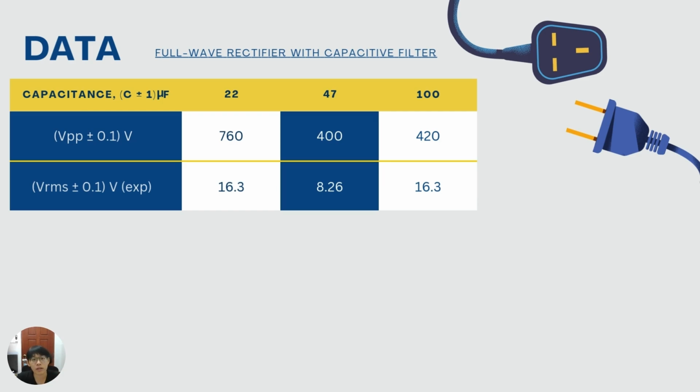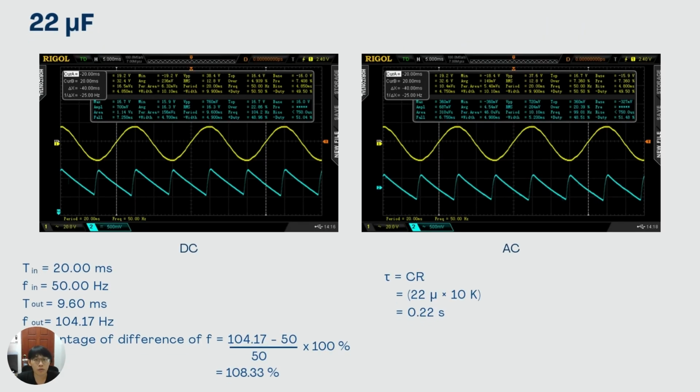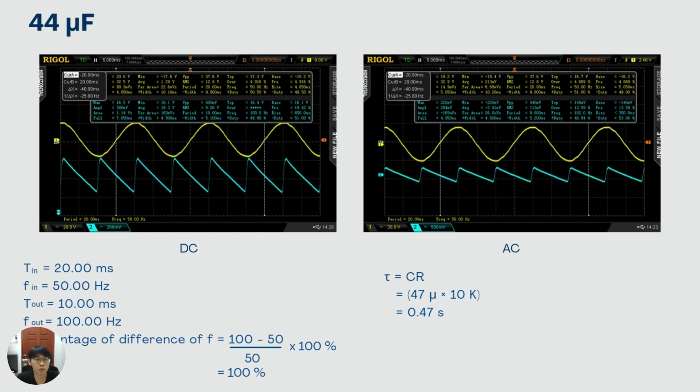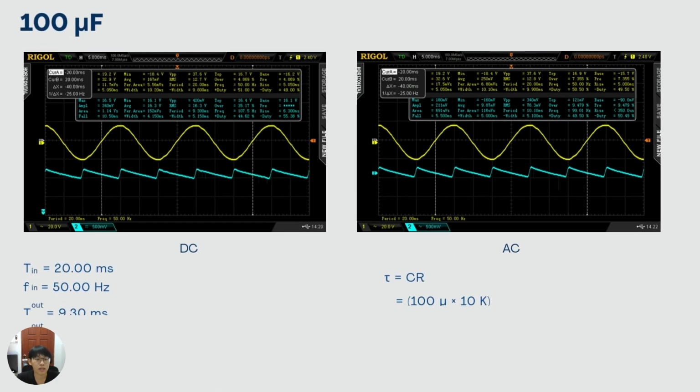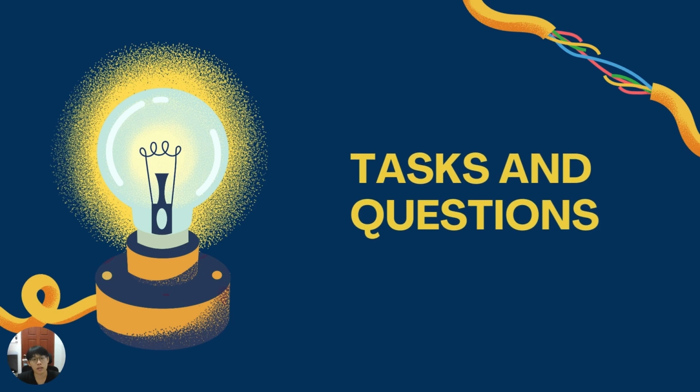Never mind, we can still use our data to explain the effect of the capacitor for the full wave rectifier. This is similar to part 2: when we increase the capacitance of the capacitor, we get a smoother waveform, and therefore the V peak to peak will be smaller. And this one is the part of the task and questions.